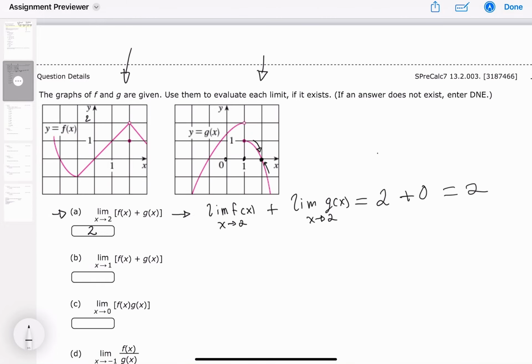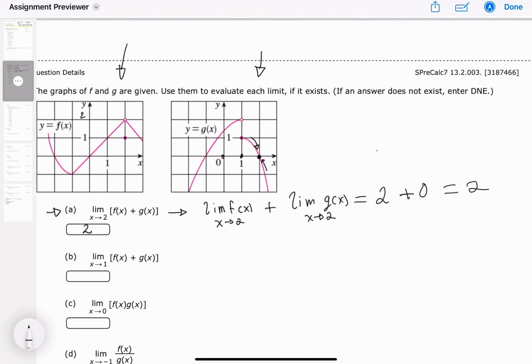For the number v, I will actually take the same approach because I am given the same functions and I know that I don't have a graph of f of x plus g of x. So I will again rewrite that as the limit of the first one plus the limit of the second one when x approaches 1, like that. And then I only have to find this limit graphically in each graph.